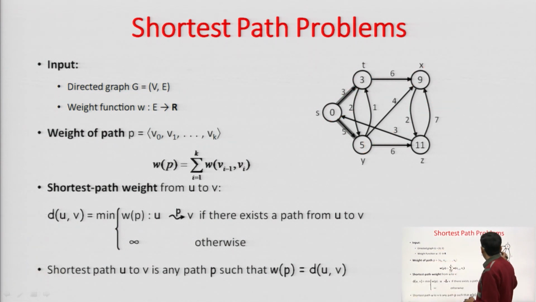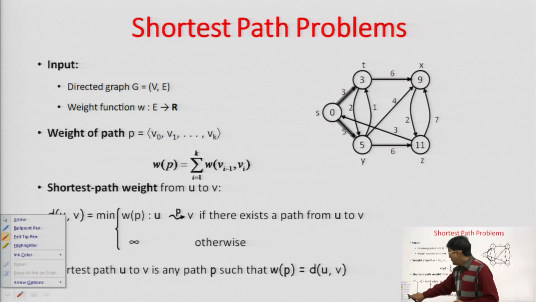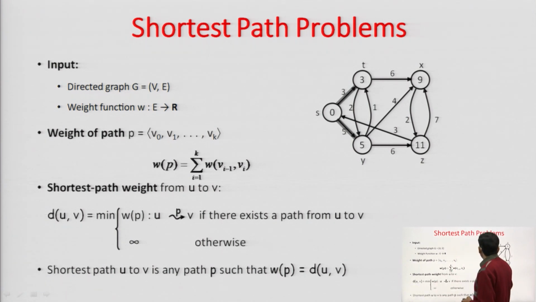It means, let us say there is a graph. On the right hand side there is a graph. In this graph, S is the source station and T, X, Z, Y, all these are the destination stations.